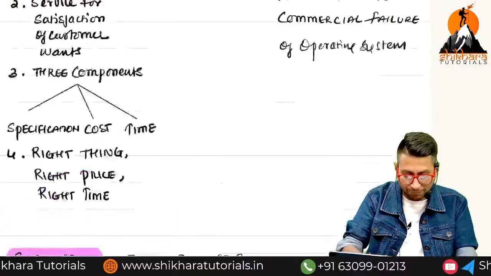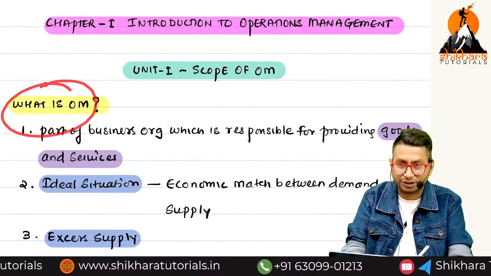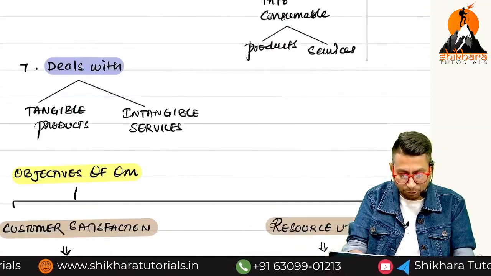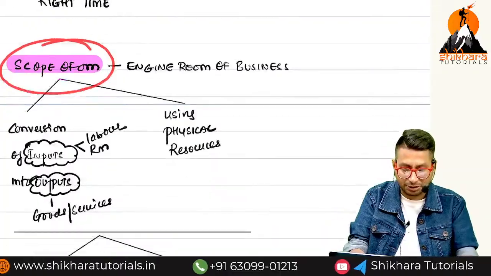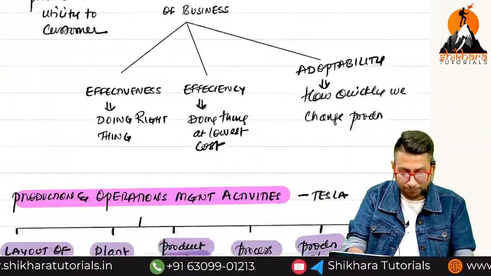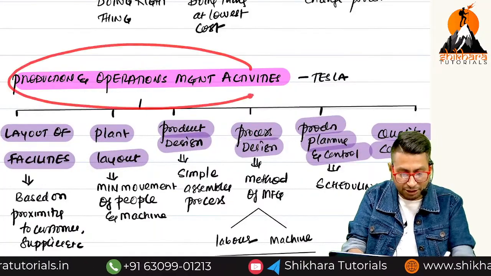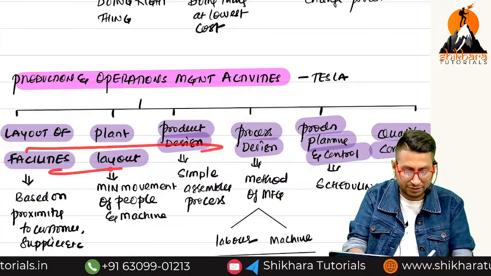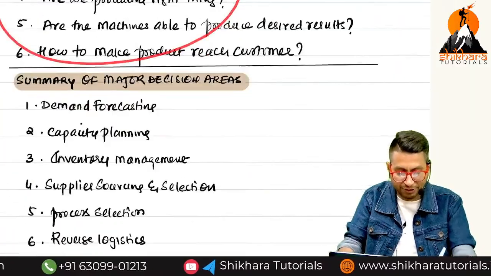So in unit 1, what all have we studied? Concept number 1 is the meaning of operations management. Concept number 2 is the objectives of operations management. Concept number 3 is scope. In scope, we studied the introduction to scope and production and operations management activities. In the production and operations management activities, there are sub-points, and these questions are there, and then we have the summary.